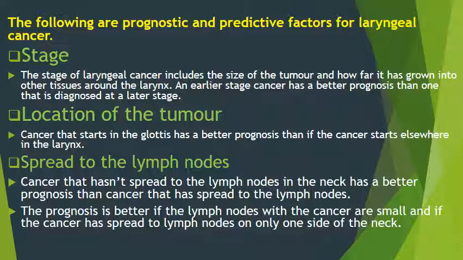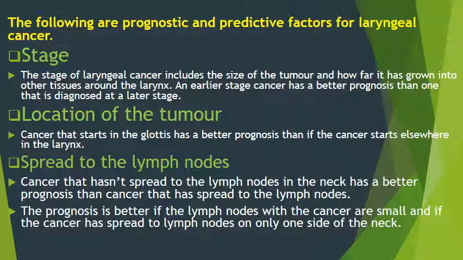And for cancer that starts elsewhere in the larynx and spreads to the lymph nodes, because you know the lymph node is very important in the staging of the tumor, spreading to the lymph nodes is very important as a prognostic and predictive factor. Cancer that is confined to the larynx without spreading to the lymph nodes in the neck surely has a better prognosis than cancer that has spread. And of course, the prognosis is better if the lymph nodes with cancer are small, and if the cancer has spread to the lymph nodes on only one side of the neck, not both sides.